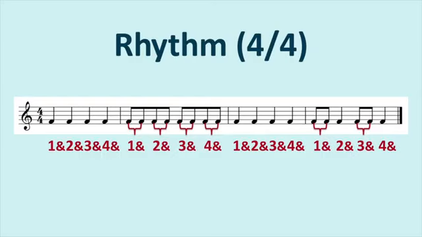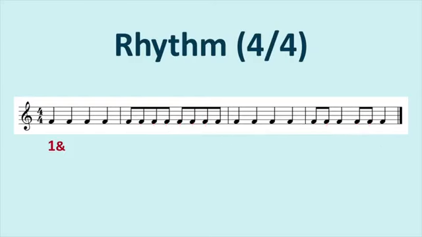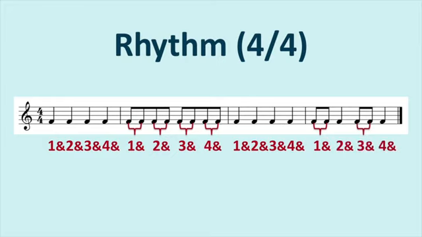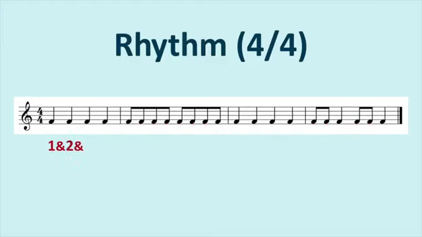In this example, the rhythm can be counted 1 and 2 and 3 and 4 and 1 and 2 and 3 and 4 and. Remember 1 quarter note equals 2 eighth notes, so when you count the quarter notes, make sure to hold it longer. One more time. 1 and 2 and 3 and 4 and.